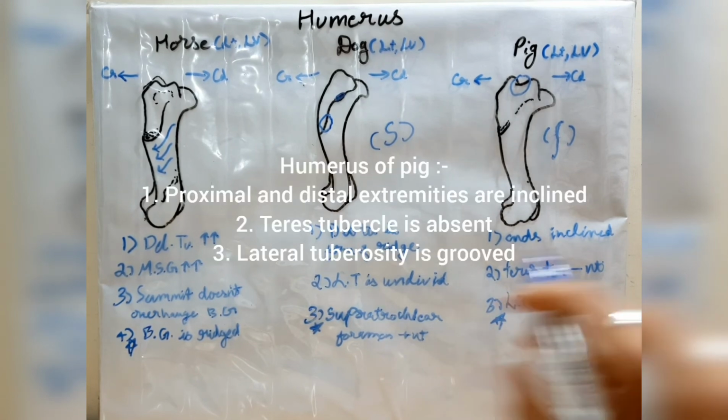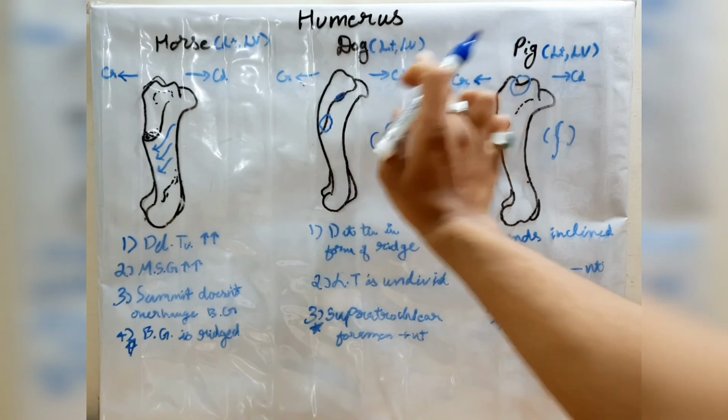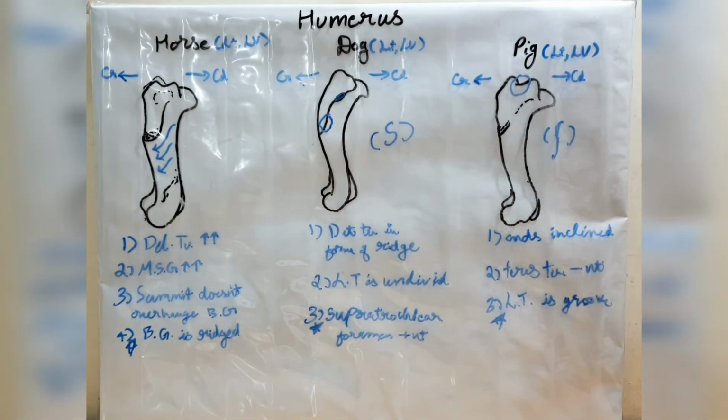One more point, that in both dog and pig, what you are going to observe is that because their lateral tuberosity is very much prominent, that is why the bicipital groove is shifted medially. Okay, so the bicipital groove is not in the middle, it is not in the midline, it is shifted medially. So that is also a differentiating point. It is not that prominent. I have only written the more important points.